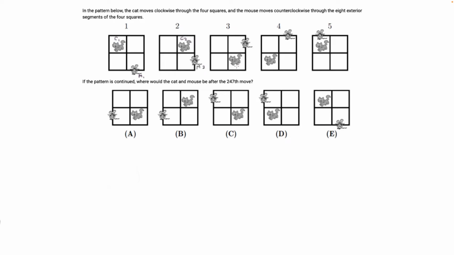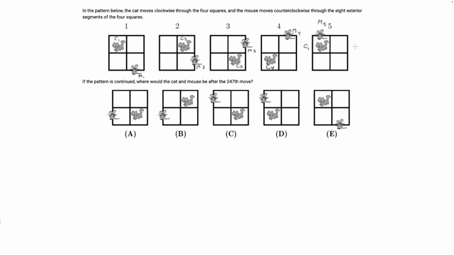And this is C3. M3. C4. M4. And then since the cat made a full circle around the square, this is the same as the first one we had, which was C1, so we can write it as C1 again. And the mouse is at M5.